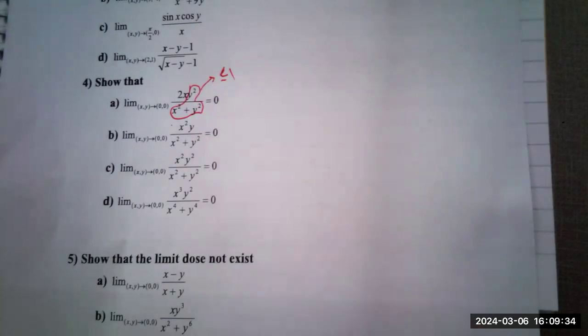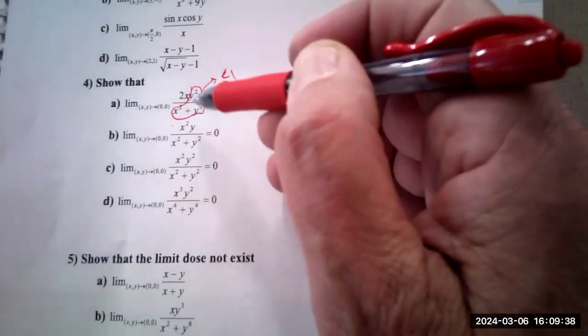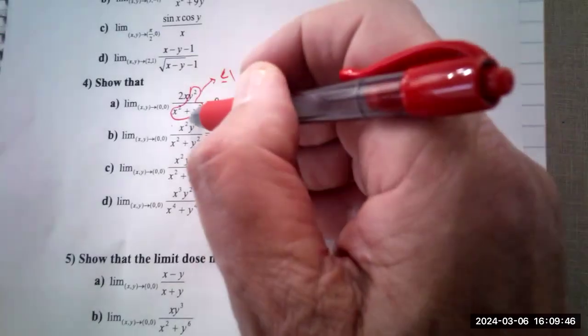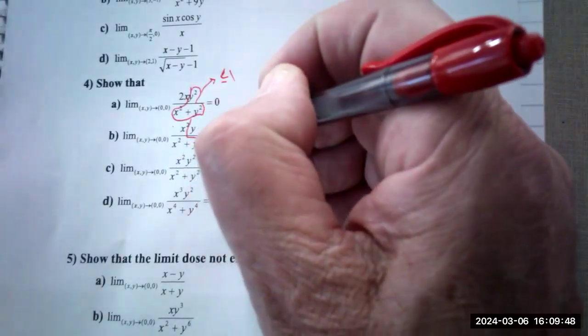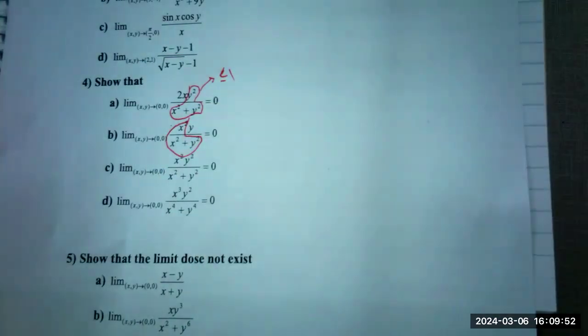We can always check for this. The second one is the same. That was y squared over x squared plus y squared. Now look at this one: x squared on the top, x squared plus y squared on the bottom. So we are going to take this one out. If you take this one out, the leftover is y. So when x and y go to 0, automatically it goes to 0 and we are done.